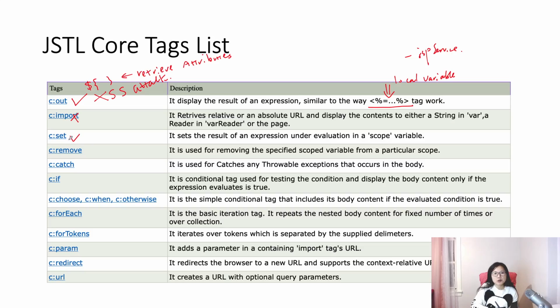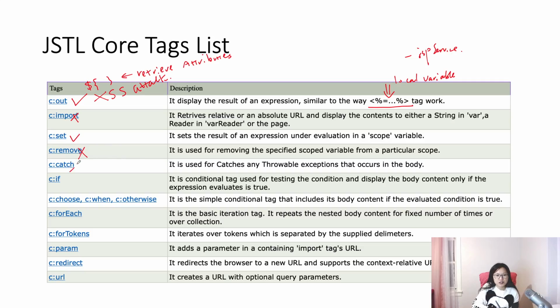And the c:set, when we talked about c:out, we talked about c:set, which inside the JSP, you can set an attribute in any scope: page, request, session, and application scope. Okay, and c:remove, we didn't introduce. You can remove a specific variable from a particular scope.